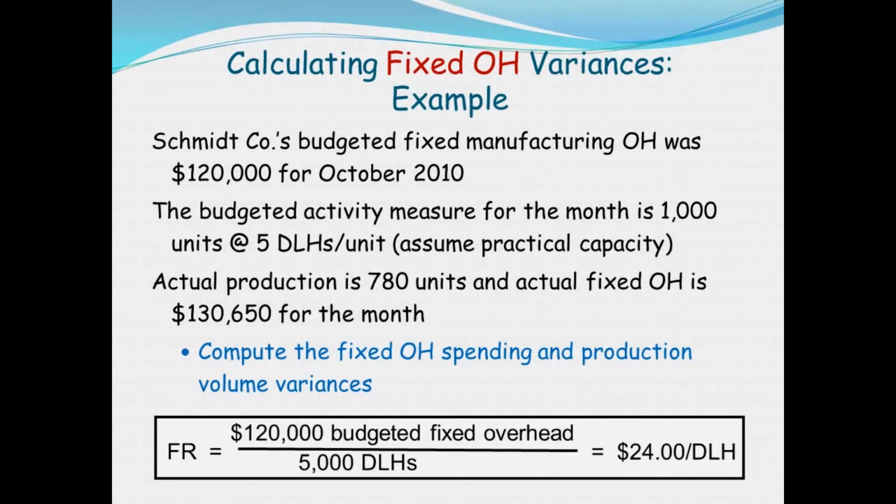First thing you do is you compute the application rate. You take your budgeted overhead and divide it by 5,000 direct labor hours. That's the beginning of the year. So at the beginning of the year, we want to figure out how much we are going to apply every time we sell a product. So you have to use the 1,000 for this. At the beginning of the year, you don't know that you're going to only sell 780.